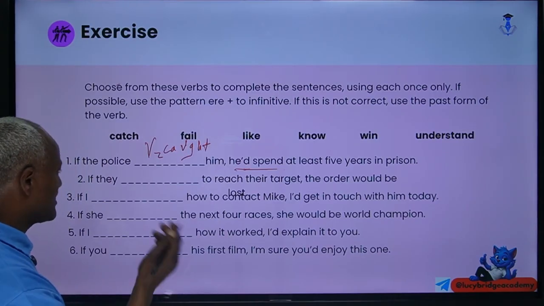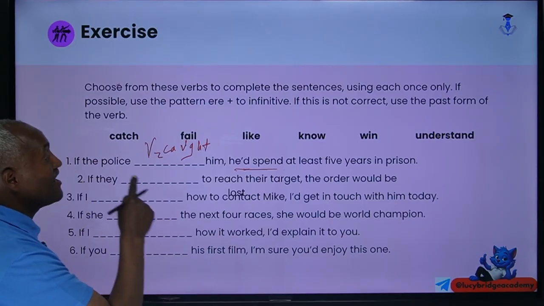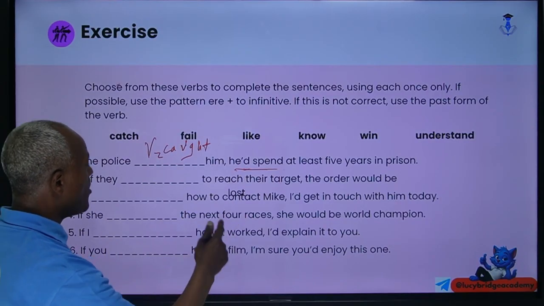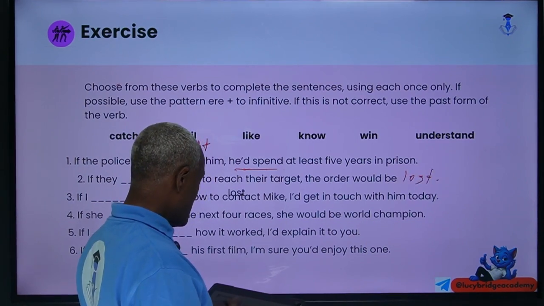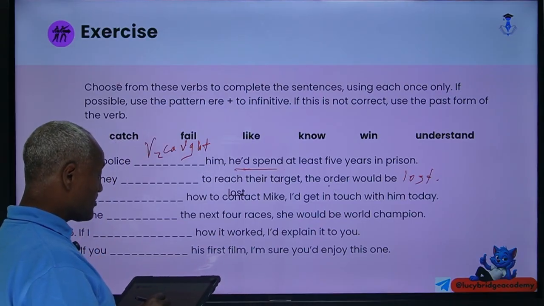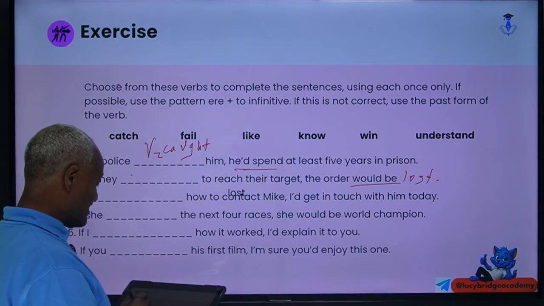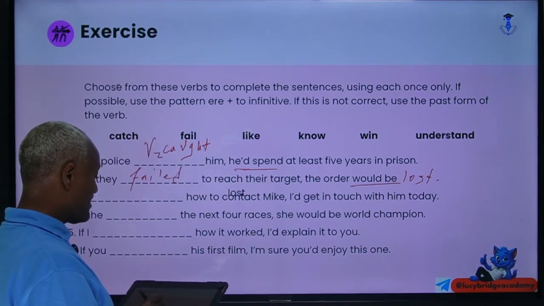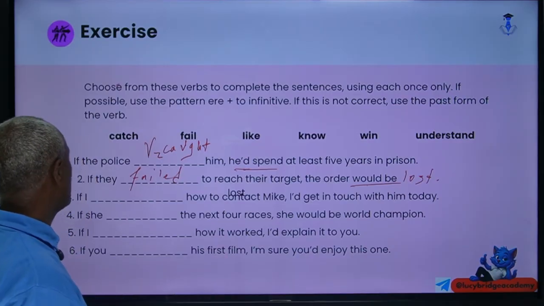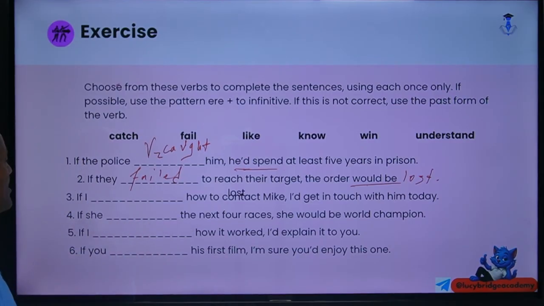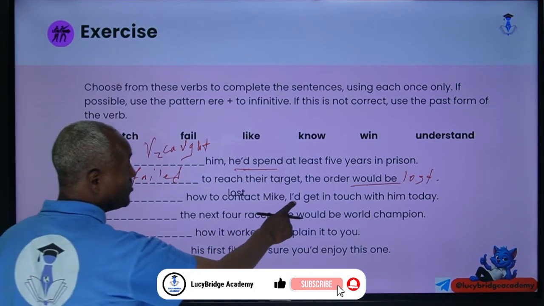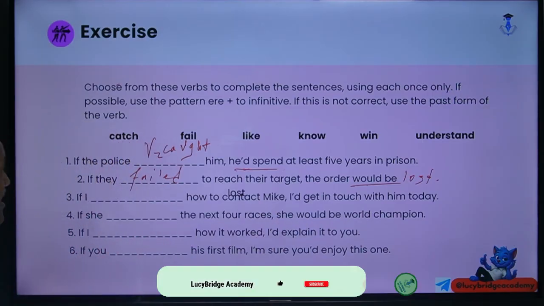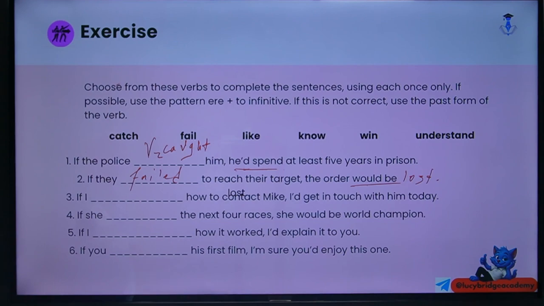I will do 1, 2, 3, and you'll do the rest. If they failed to reach their target, the order would be lost. Lost must be written here. Because this one is would, here it is verb 2. How do you complete the third one? If I knew how to contact Mike, I would get in touch with him today.